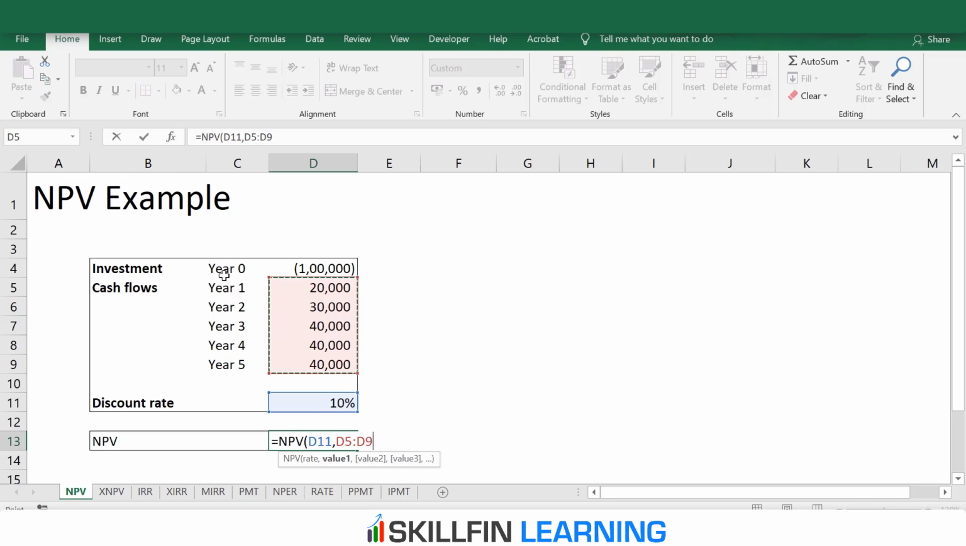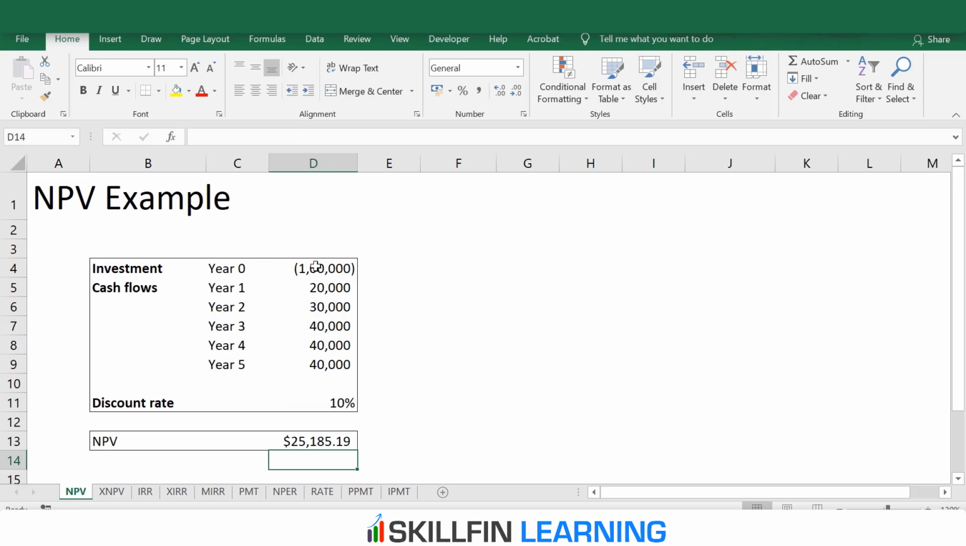So we are making the investment at the start of the period, so we will ignore this in the NPV calculation formula. Select the cash inflows of this project in this example and then add the initial cash investment separately because it occurs at the start of the period or start of the project. Press enter. So you get an NPV of 25,185, which is a positive number.